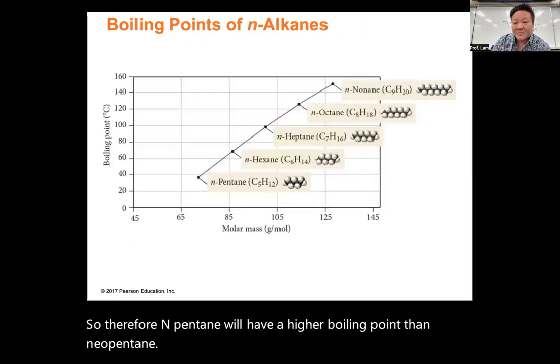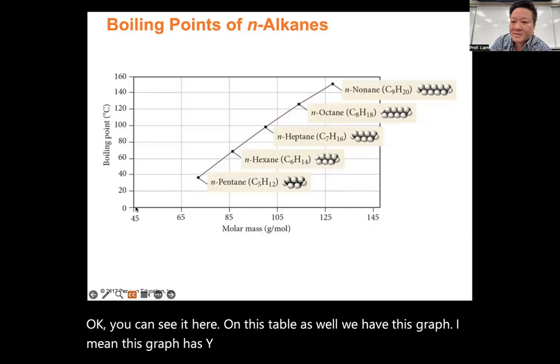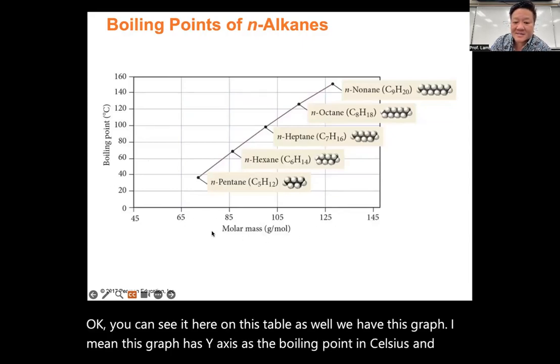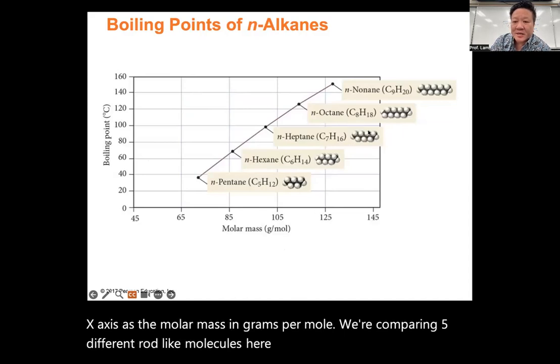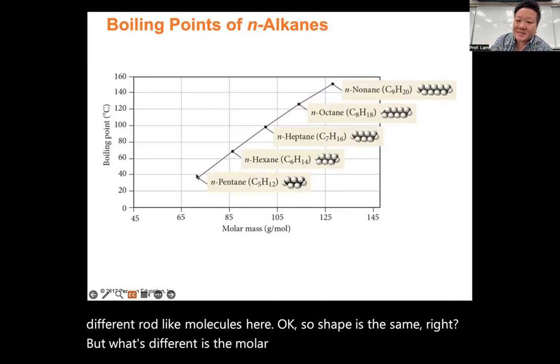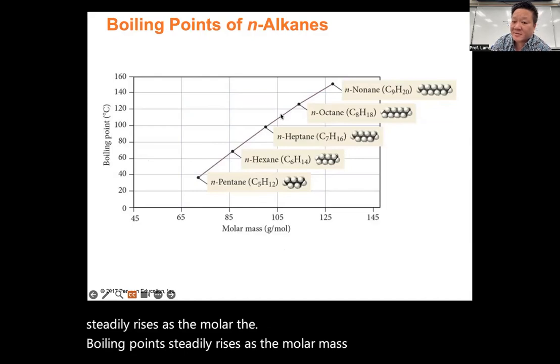Okay. You can see it here on this table as well. We have this graph. This graph has the y-axis as the boiling point in Celsius, and the x-axis as the molar mass in grams per mole. We're comparing 5 different rod-like molecules here. So shape is the same, right? But what's different is the molar mass. So you can see that the boiling point steadily rises as the molar mass rises, right?